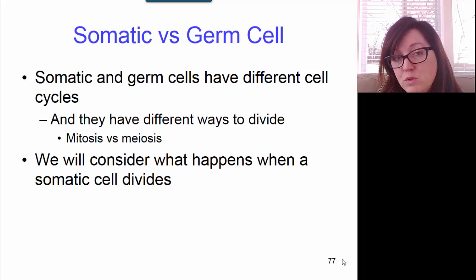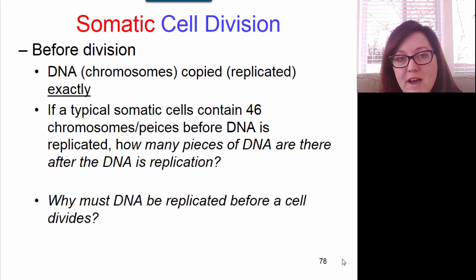We are going to consider what happens to a somatic cell in this video. Before a somatic cell can divide, it has to replicate its DNA. Another way of saying this is that before a somatic cell can divide, it has to replicate its chromosomes. So don't forget, chromosomes are just long pieces of DNA all packaged up, right? In either case, before the cell divides, we have to replicate the DNA. And this is important because if you don't replicate the DNA, then every time the cell divides, it will have half as much DNA, and this will lead to non-functioning cells.